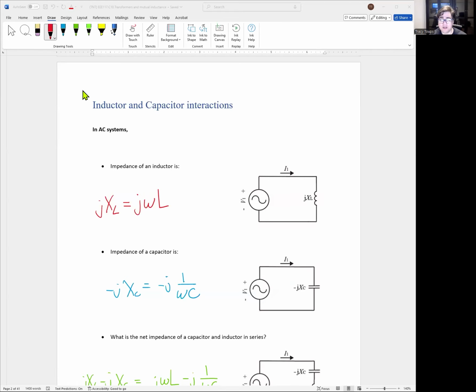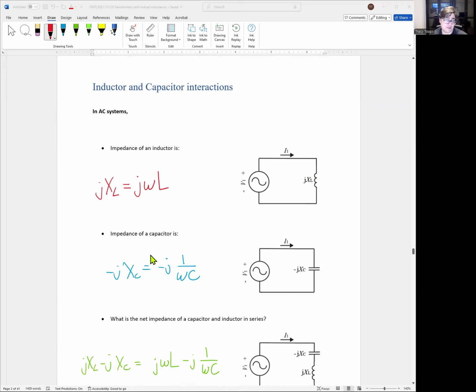This is another part of chapter 10 where we're going to talk about mutual inductors and capacitors and their interactions together. All right. So the first thing we're going to do is a little review of inductors and capacitors and their impedances. So remember, this is an inductor, jX of L, and the impedance you could figure out is jX of L equal to j omega L, where omega is the frequency of the circuit, and L is the value of the inductor in henries, right?